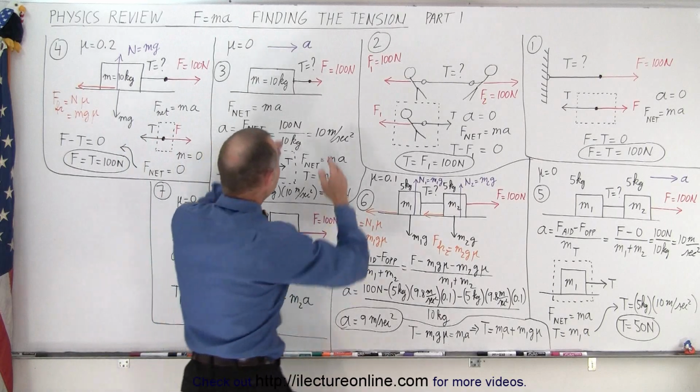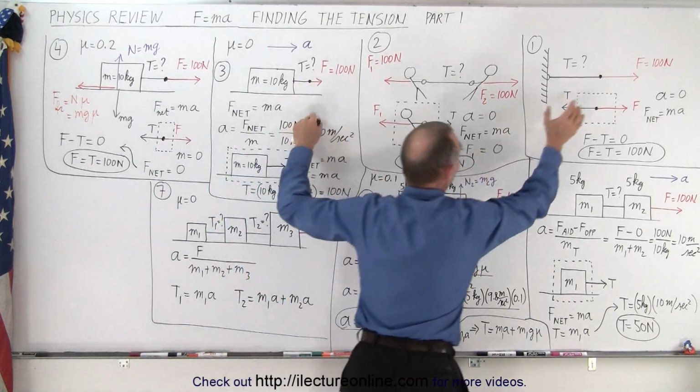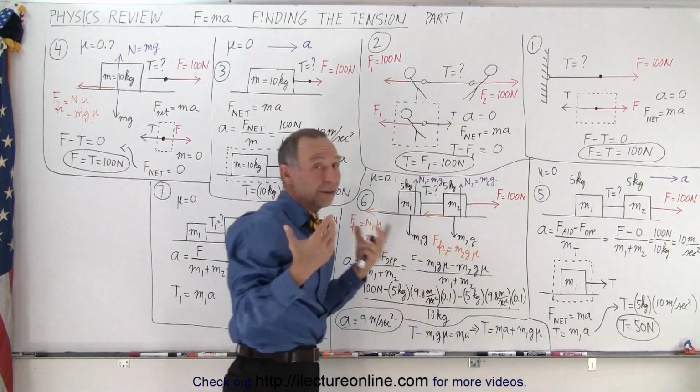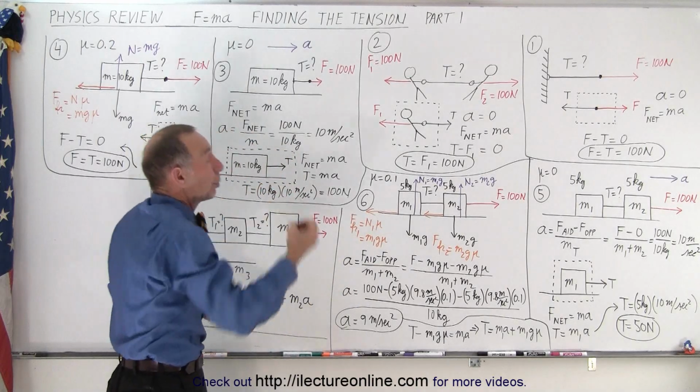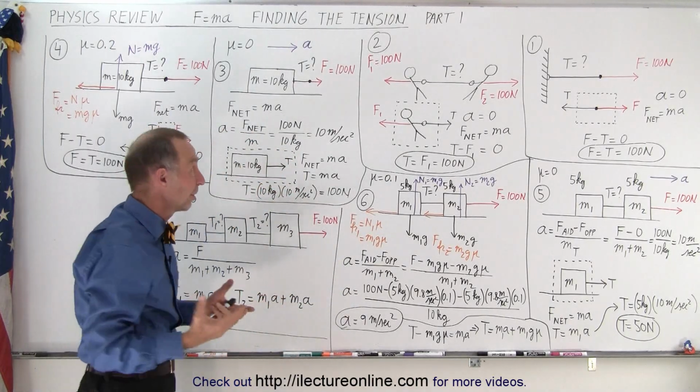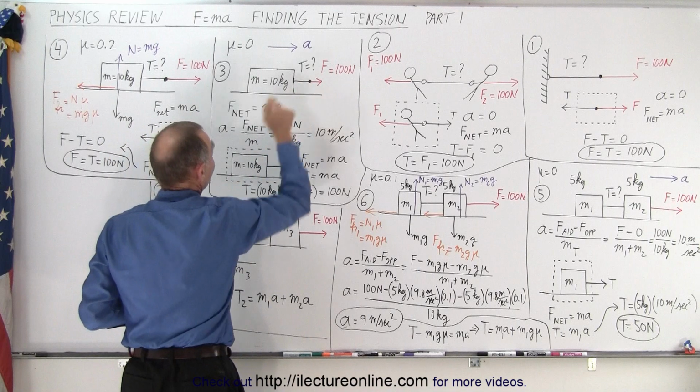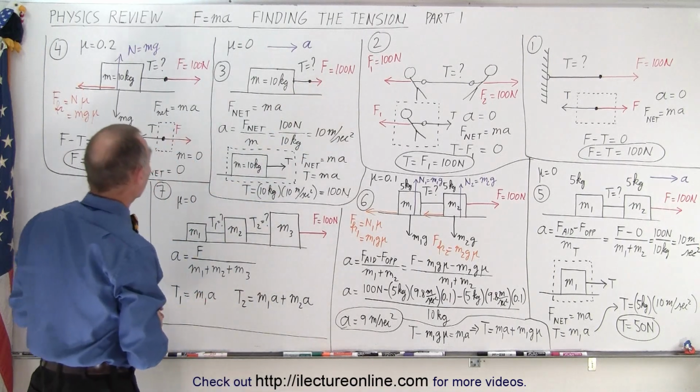So again, this particular situation and this particular situation are very similar. It doesn't matter, there's a block being pulled to the right, really makes no difference. The tension must be the same as the force acting on that rope.